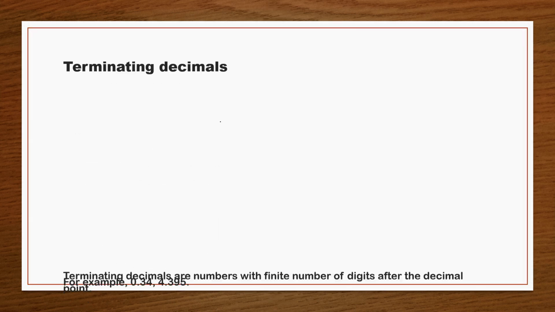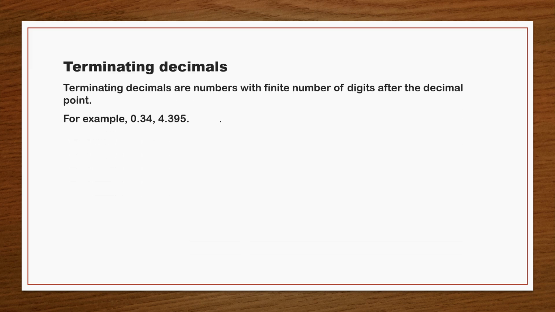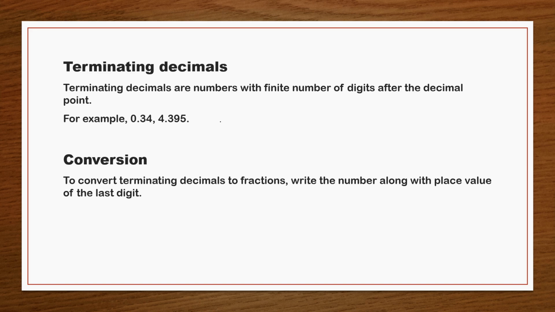Terminating decimals. Terminating decimals are numbers with finite number of digits after the decimal point. For example, 0.34, 4.395. To convert terminating decimals to fractions, write the number along with place value of the last digit. For example, 0.34, place value of 4 is 100th. Write 34 in the numerator, 100 in the denominator.